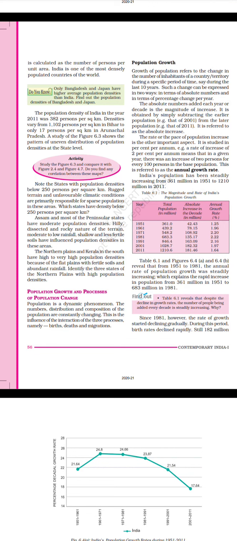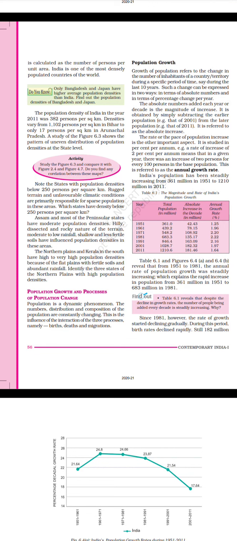Table 6.1: The magnitude and rate of India's population growth. Year 1951, total population in million 361.0, absolute increase in the decade in million 42.43, annual growth rate percent 1.25. 1961: 439.2, increase 78.15, annual growth rate 1.96. 1971: 548.2, 108.92, 2.20. 1981: 683.3, 135.17, 2.22. 1991: 846.4, 163.09, 2.16. 2001: 1028.7, 182.32, 1.97. 2011: 1210.6, 181.46, 1.64.